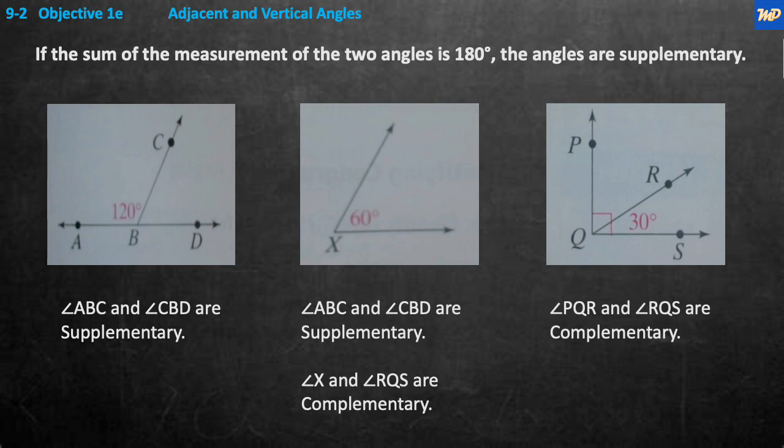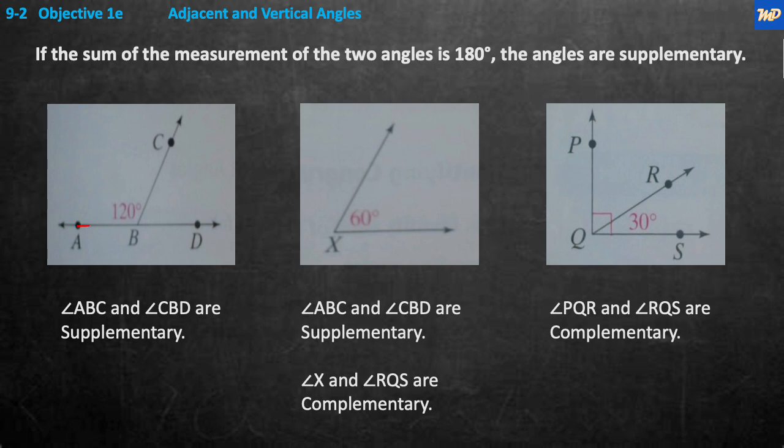Okay, for objective 1E, adjacent and vertical angles, we're still talking about supplementary angles, but we're going to add in complementary angles right away in this same slide. So if the sum of the measurement of two angles is 180 degrees, the angles are supplementary. So we look down at the first picture. It says angle ABC right here.